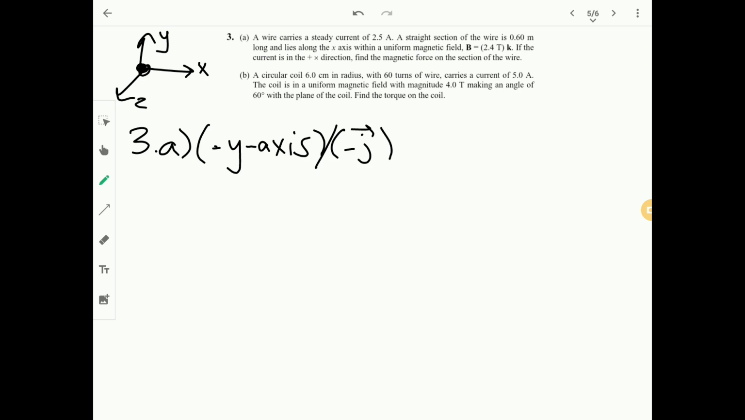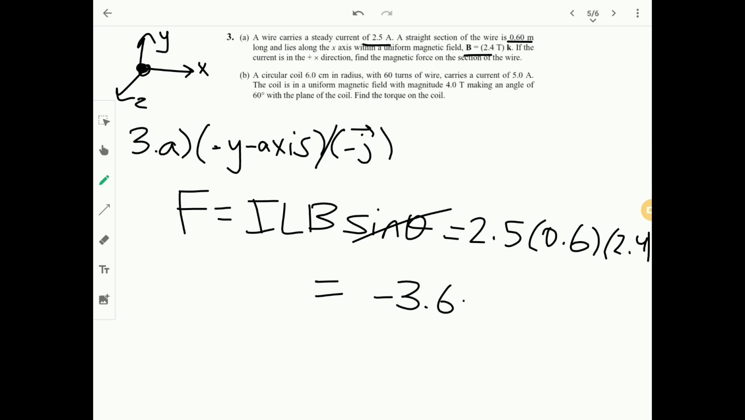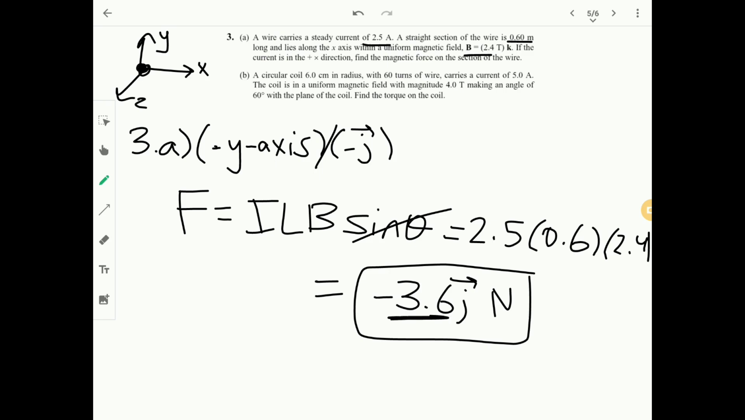Now we've gotten that out of the way, we can calculate the magnitude. It's the exact same thing, but in this case, we have the current, we have the length, and we have the magnitude of the magnetic field. It's ILB sine theta, but this time theta is 90, so sine is 1. So it's 2.5, 0.6, 2.4. We should get negative 3.6. Why is it negative? Because it's in the negative y axis, so it's downwards, newtons. And that's the answer. Because they're asking us for the force, but the force is a vector, so we must always show the magnitude and the direction, negative j.